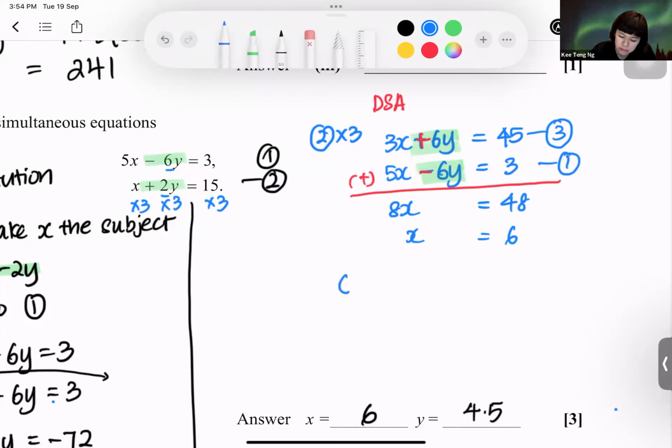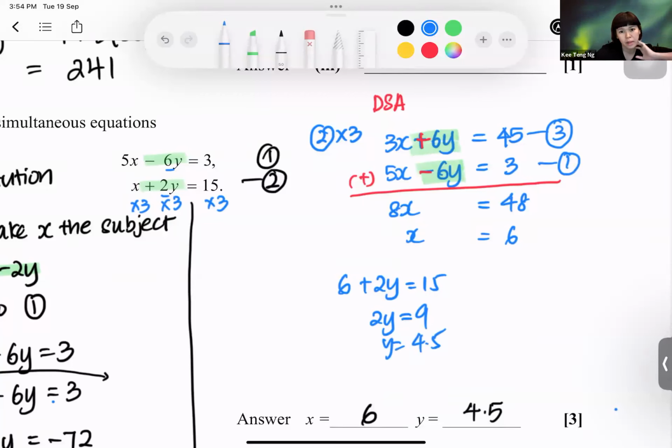So here says x plus 2y is equals to 15. So 2y equals to 9, y equals to 4.5. We still get the same answer. Have you gotten the answer?